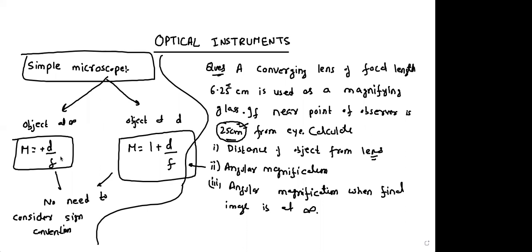Answers. First part may be wrong, but I'm very sure that you won't make any mistake in second and third part. D is 25, f is 6.25. Start your calculations. Just report answer of part 2 and 3. If you're having difficulty in part 1, start with 2 and 3. They are straightforward.